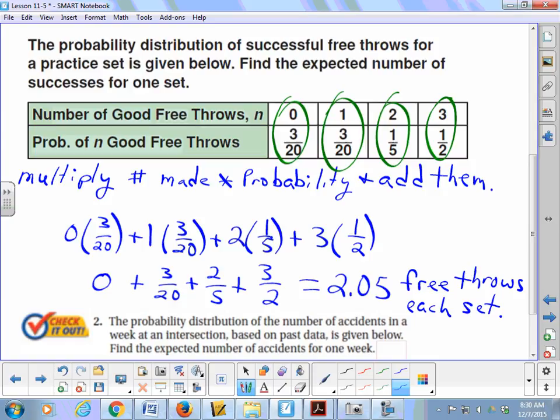So expected value, we take the number of things that happened, multiply it by the probability, and then add them together.